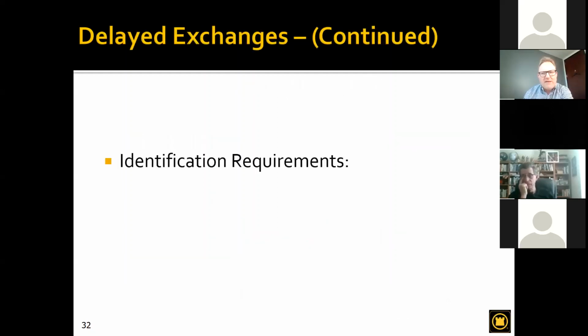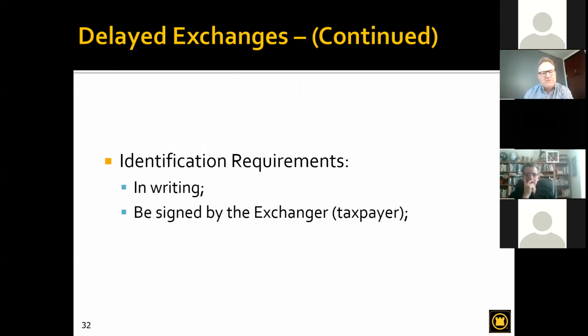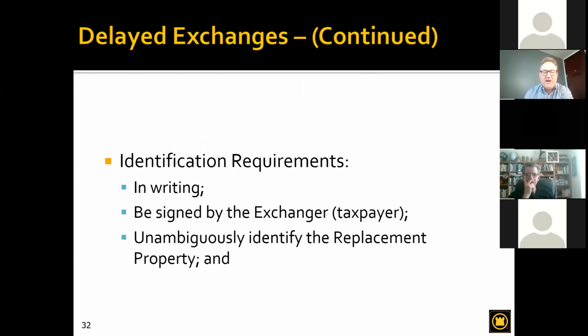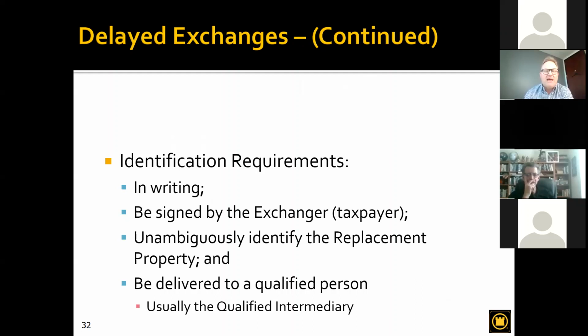talking about the identification requirements. When we identify to the QI, it has to be in writing, has to be signed by the exchanger, and it has to unambiguously identify the replacement property, and has to be delivered to the qualified intermediary by midnight day 45.